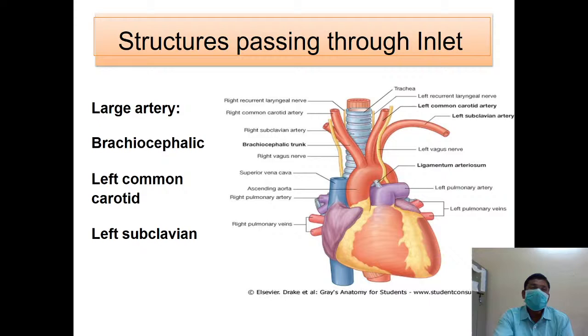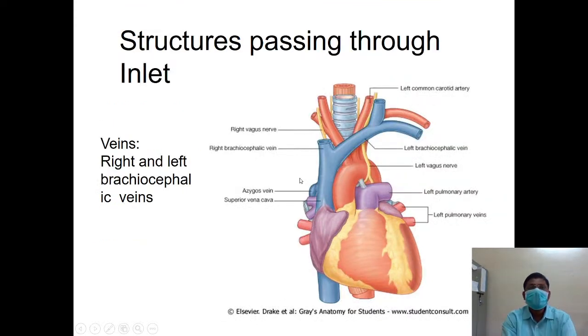Now let us see what are the structures passing through this inlet. Structures passing through the inlet of the thorax: the important arteries. What are the arteries which are passing? The large arteries are the brachiocephalic trunk. You can see the brachiocephalic trunk here, right? And now the left common carotid artery, and also the left subclavian artery. So these are the 3 important arteries which will pass through the inlet of the thorax. And what are the veins which pass through the inlet of the thorax? That is the right and left brachiocephalic veins.